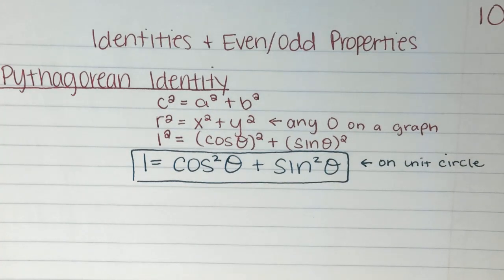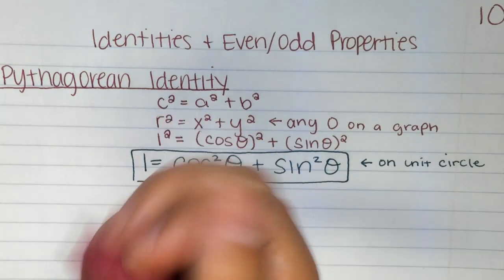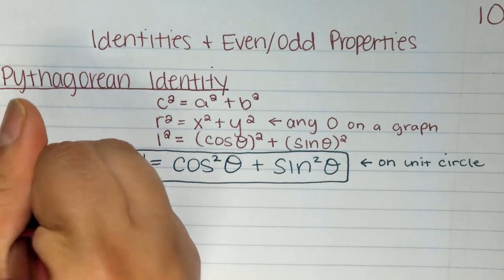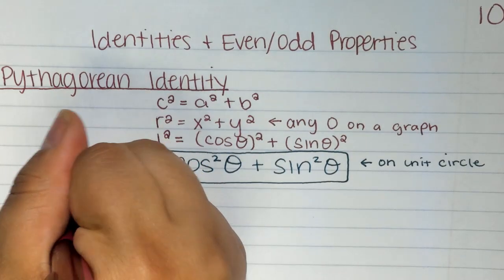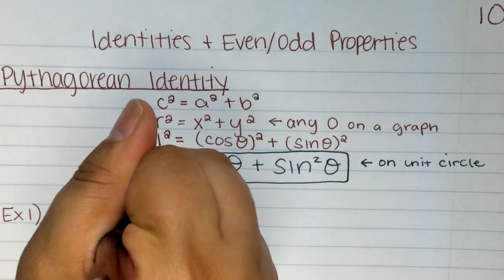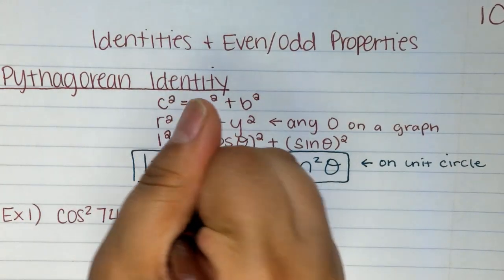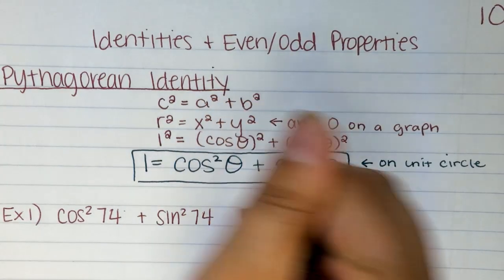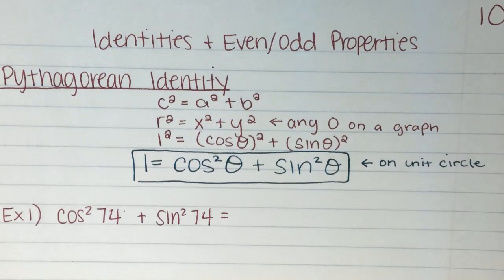So, what does this even mean? Why are we doing it? Well, if I asked you to simplify the following, you can now do that. Example 1: cosine squared of 74 plus the sine squared of 74.